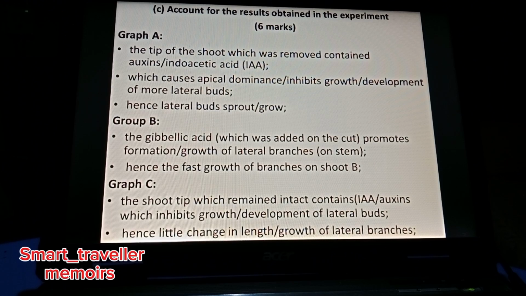Account for the results obtained in the experiment. In graph A, the tip of the shoot, which was removed, contained auxins, indoleacetic acid, which causes apical dominance or inhibits growth and development of lateral buds. Hence, lateral buds sprout or grow. In B, the gibberellic acid, which was added on the cut, promotes formation or growth of lateral branches on the stem, hence faster growth of branches on shoot B. Shoot C, the shoot tip which remained intact, contains IAA or auxins, which inhibits growth or development of lateral buds, hence little change in length or growth of lateral branches.